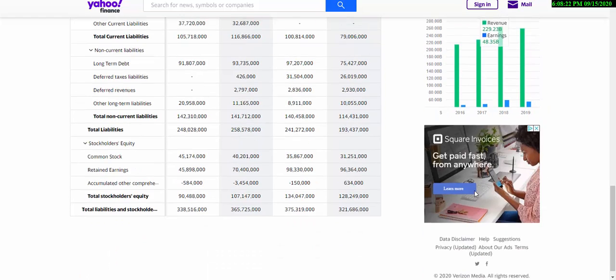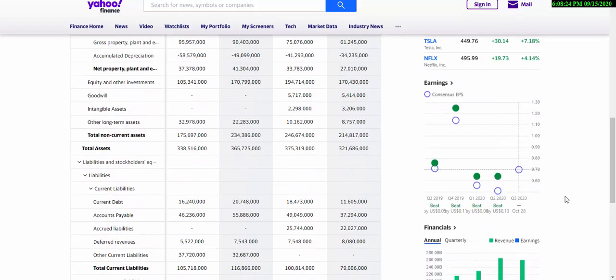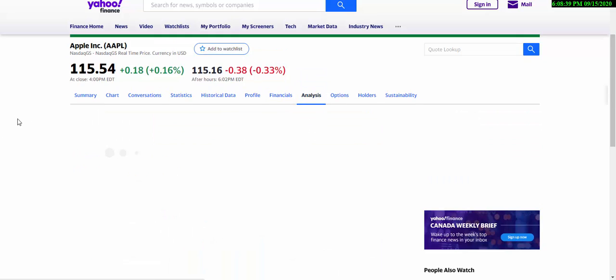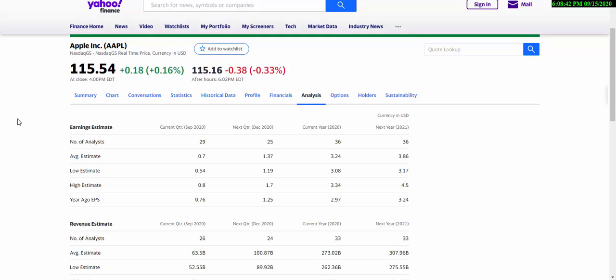Basically, this is a quick look at some of the numbers of the company, which is actually very important. From here, we have a better understanding of how the company is behaving, how the company is doing. Then we go to analysis. There are some experts that analyze the companies and give their expectations about the companies, and we can have this information here. So we have this table, the earnings estimate.